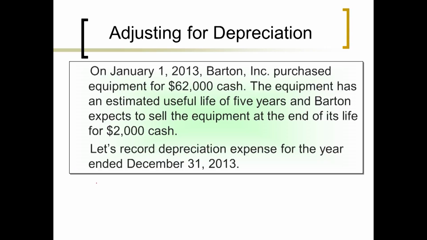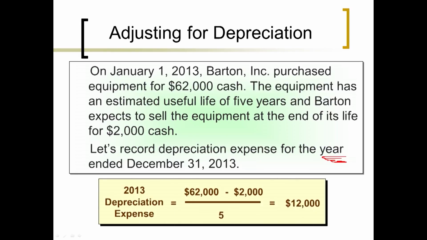Let's record depreciation expense for the year ended December 31, 2013. Well, how would we calculate that? Well, we would take the cost of the asset, 62 grand, minus the salvage value of $2,000, divided by 5 years. And thus we would depreciate $12,000 per year. Are you with me?